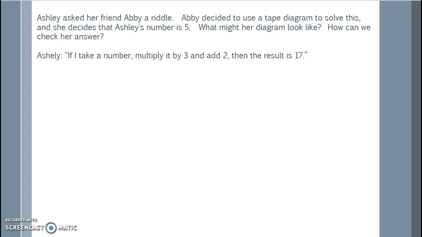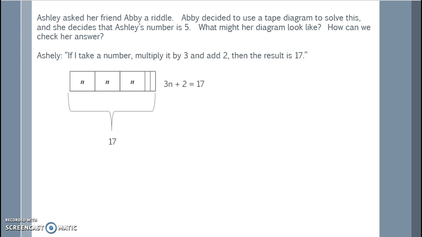So using a tape diagram is another way versus algebra tiles, but equally as effective, especially since it can work with decimals and fractions. So here's a number. It says if I take a number, multiply it by 3, so 3n's, and then add 2, this result altogether is 17. So our equation is 3n plus 2 is 17. If I plug in 5, because Ashley says the number is 5, we get 15 plus 2 equals 17.